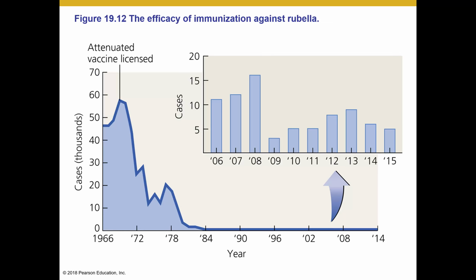This figure demonstrates how vaccination dramatically reduced rubella cases. After widespread immunization programs were introduced, cases dropped sharply. This visual reinforces the power of vaccines in public health. The goal of rubella vaccination is not only to protect individuals, but also to prevent congenital rubella syndrome by protecting pregnant women and their unborn children.